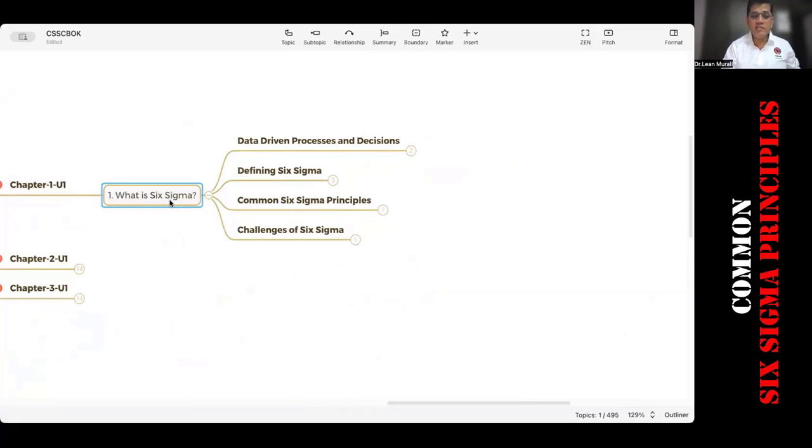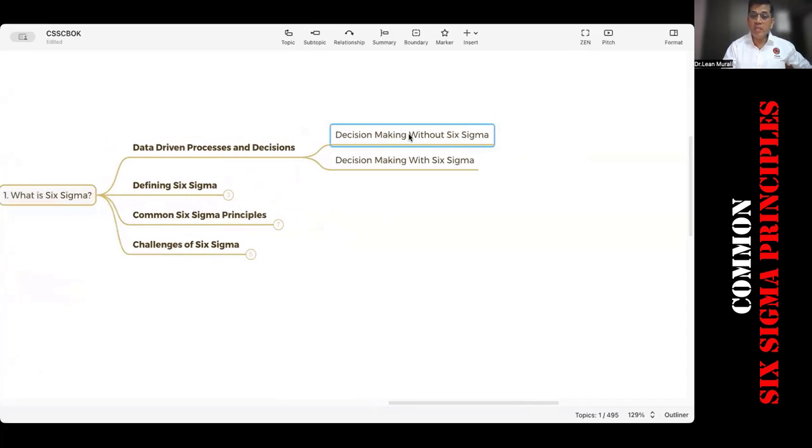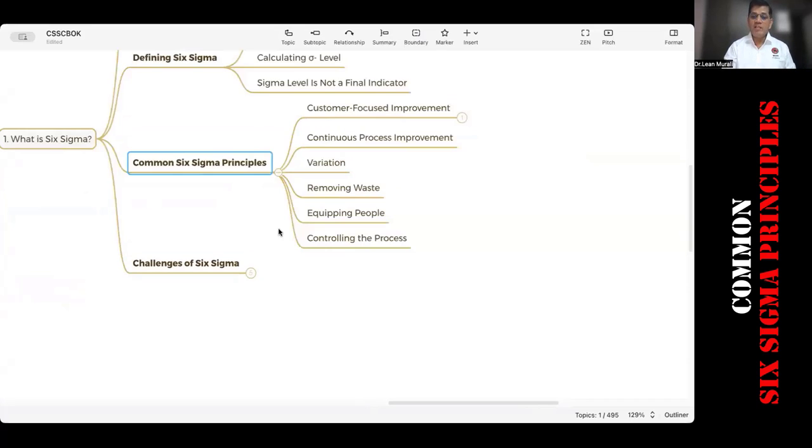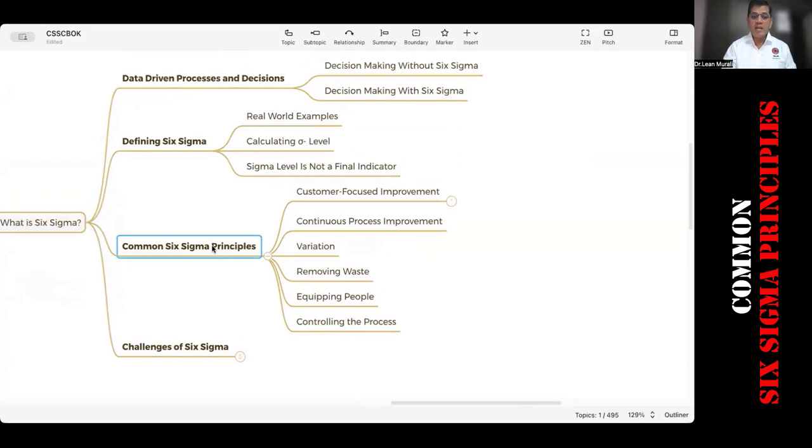We have started with what is Six Sigma. We have covered data-driven processes and decisions. Inside that, decision making without Six Sigma and decision making with Six Sigma. Defining Six Sigma with real world examples is what we spoke about last time. And calculating Sigma levels, Sigma level is not the final indicator, and common Six Sigma principles. These are something that we will touch upon today.